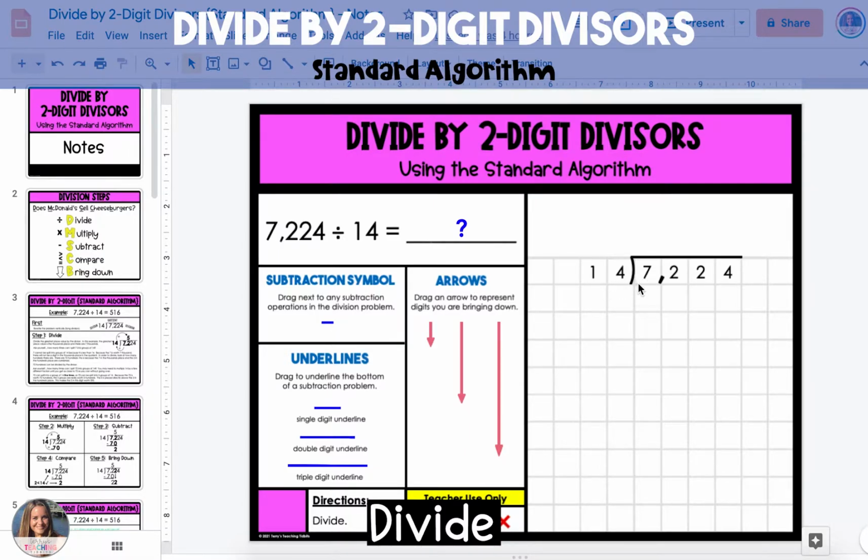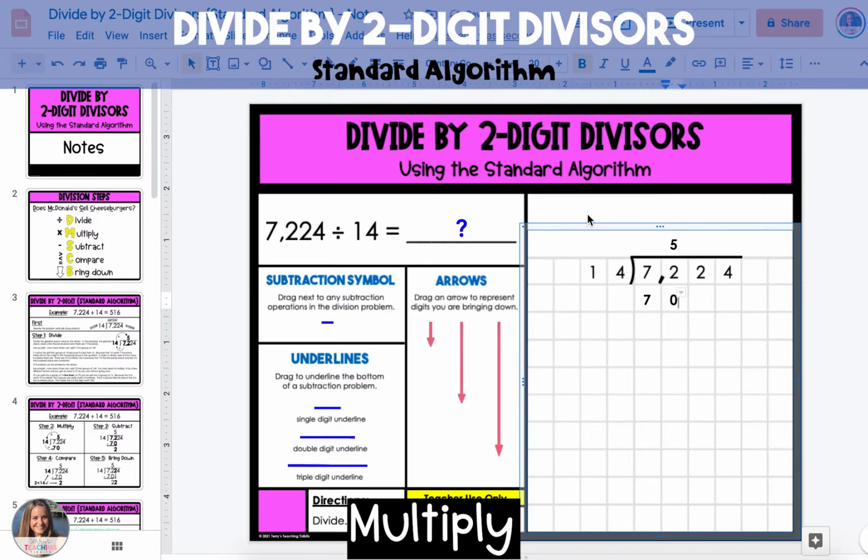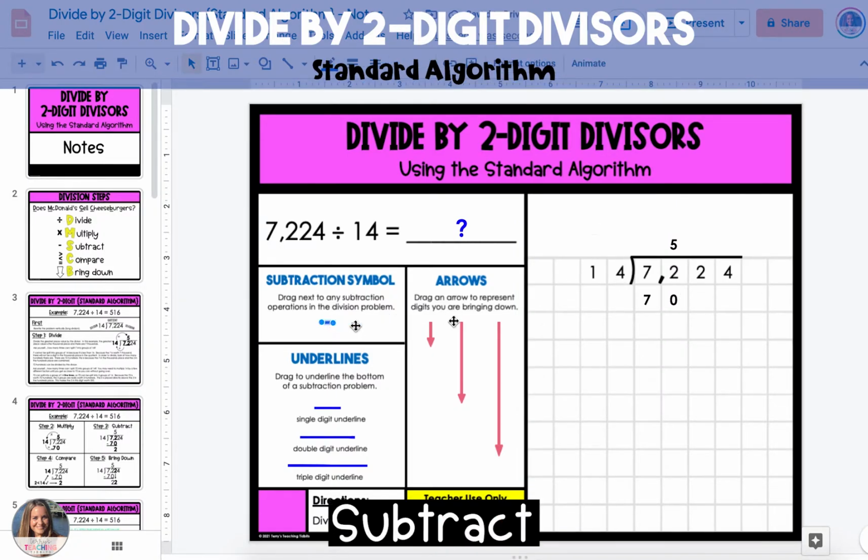7 cannot divide into groups of 14, so we're going to combine the 7,000s with the hundreds place and look at it as 72 hundreds. So now we're going to divide 72 hundreds by 14. 72 can divide by 14 5 times, so we're going to put the 5 up in the quotient area in the hundreds place. Next, multiply 5 by the divisor 14 to get 70 and put it underneath the 72 in the dividend. Next, subtract: 72 minus 70 is 2.